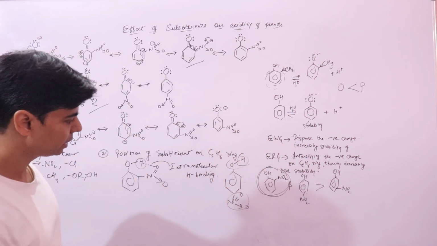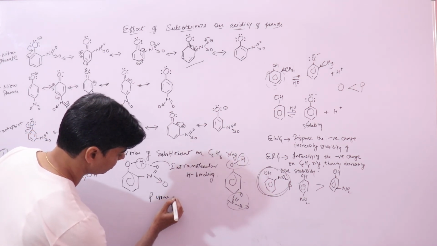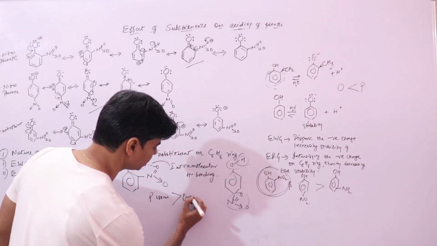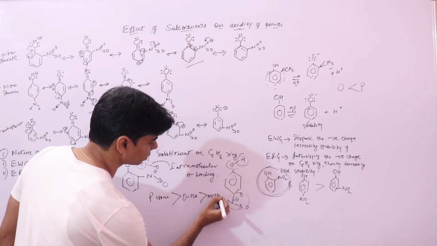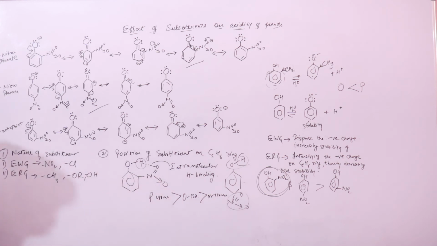So maximum acidity is of the para isomer, then comes your ortho isomer, then comes your meta isomer. This is the order of acidity. I hope this is clear. This is important, so just understand the concept behind this.